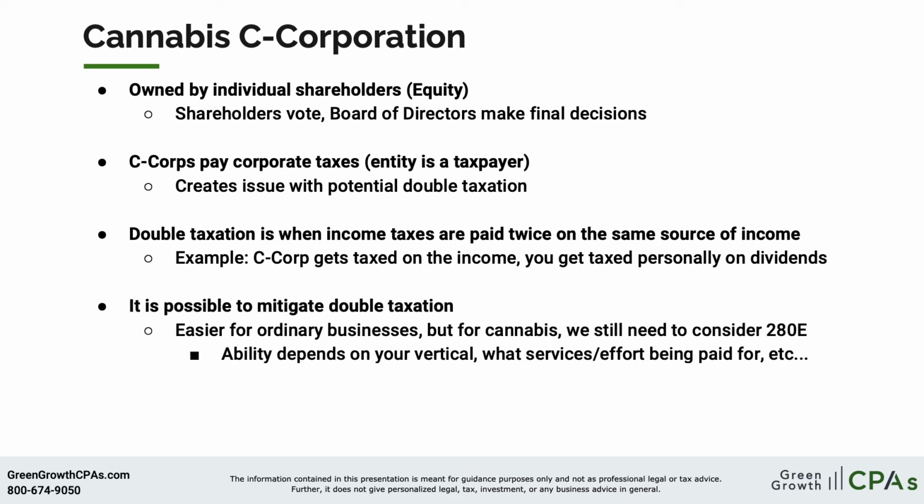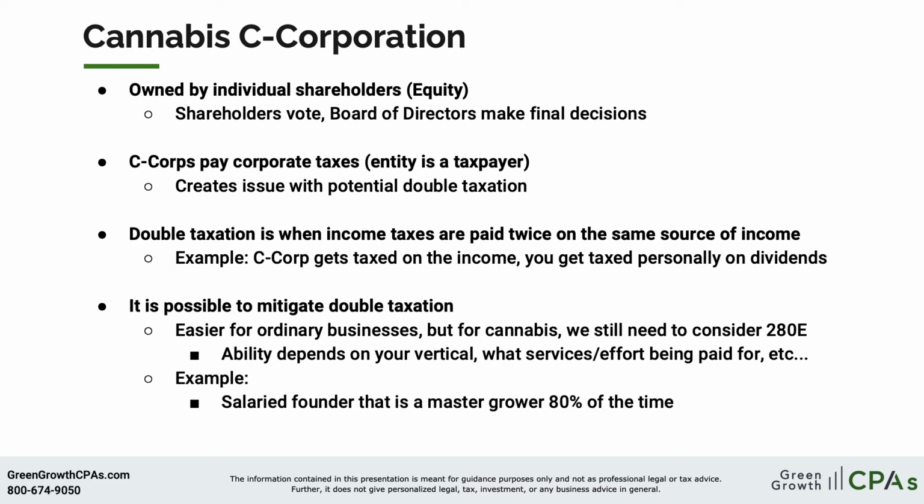Now, there are a few ways to mitigate double taxation, but with cannabis, of course, we have to consider 280E. Depending on your vertical and what services and effort was put forward by the person getting compensated, some types of compensation may be deductible under 280E. An example of this would be a salaried founder who works as a master grower 80% of the time. In this scenario, potentially 80% of their salary could be deducted from your Cannabis C-Corp's revenue, and the individual gets taxed at their marginal tax rate.